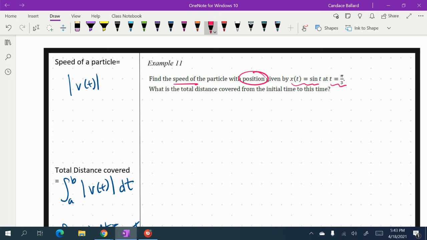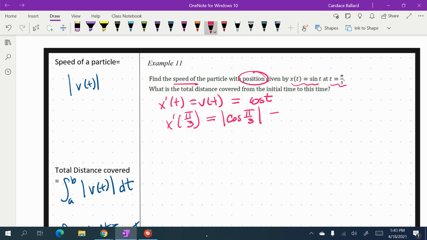If we were talking AP test, that would be the first point. So we know that speed is the absolute value of velocity. If I've got position, in order to get velocity, I'm going to have to take the derivative of it. So that would be cosine of t. And then I need to find the speed at pi over 3. In order to find the speed, I need to take the absolute value of the cosine of pi over 3.